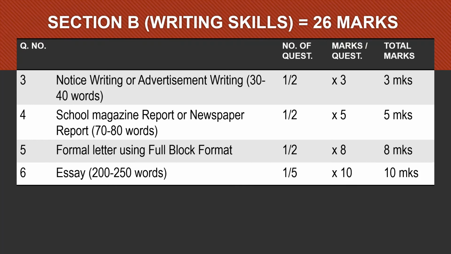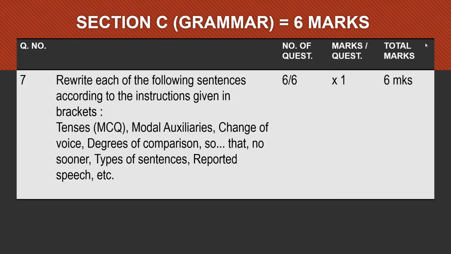And the last question, 6, is your essay writing in around 200 to 250 words. Okay, you are given 5 topics out of which you have to write an essay upon any one of them for 10 marks. Okay, so that makes it 26 for your writing skills. We move on to section C, which is the grammar section. Question 7 is rewrite each of the following sentences according to the given instructions. Your grammar section carries only 6 marks. 6 questions, 1 mark each, gives you a total of 6.